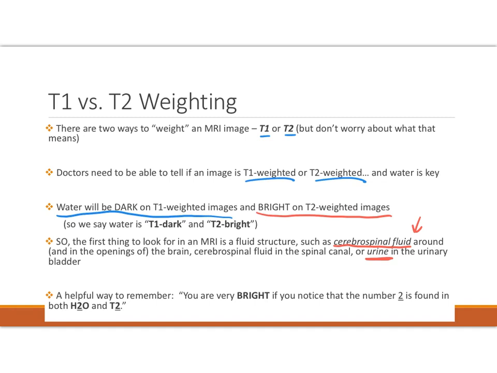Now, you might still be asking, well, why does it really matter? Well, because we might be looking for some other thing and trying to figure out what kind of pathology it is, right? What the problem is. Now, I don't know if this will really help you or not, but when I was in med school, they told us to remember this, which is kind of hokey, I think. But you are very bright if you notice that the number 2 is found in both H2O and T2. So, in other words, a T2 image has water that's bright, right?